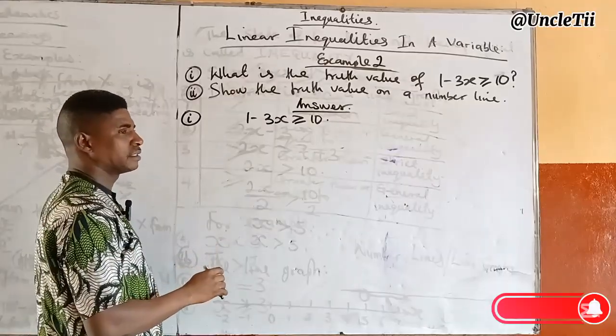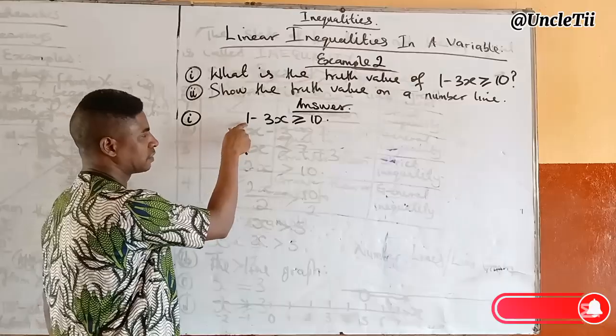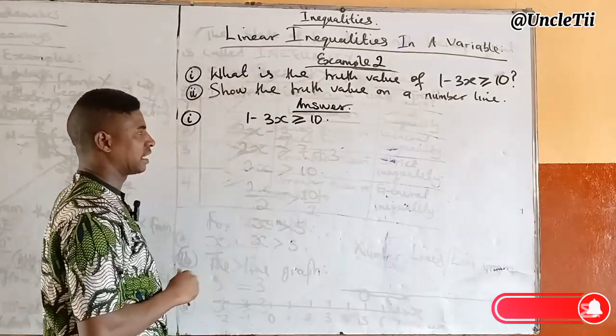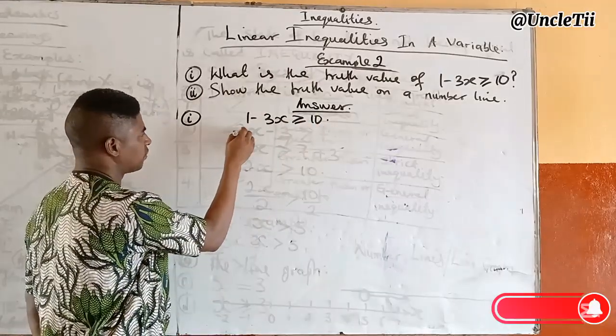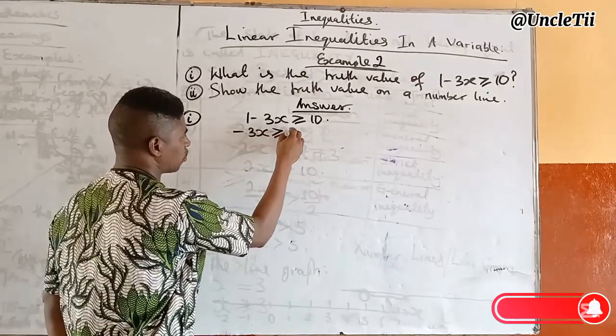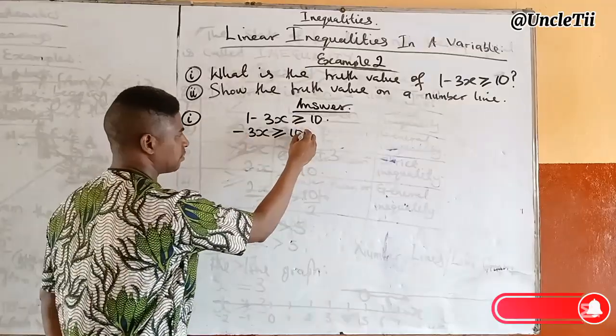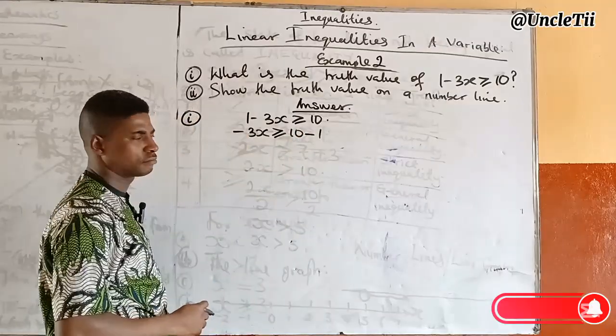Now, way number 1 is to collect like terms by moving 1 to the right hand side. So that will give us minus 3x greater than or equal to 10 minus 1. If you move plus 1 to the right, it becomes minus 1.